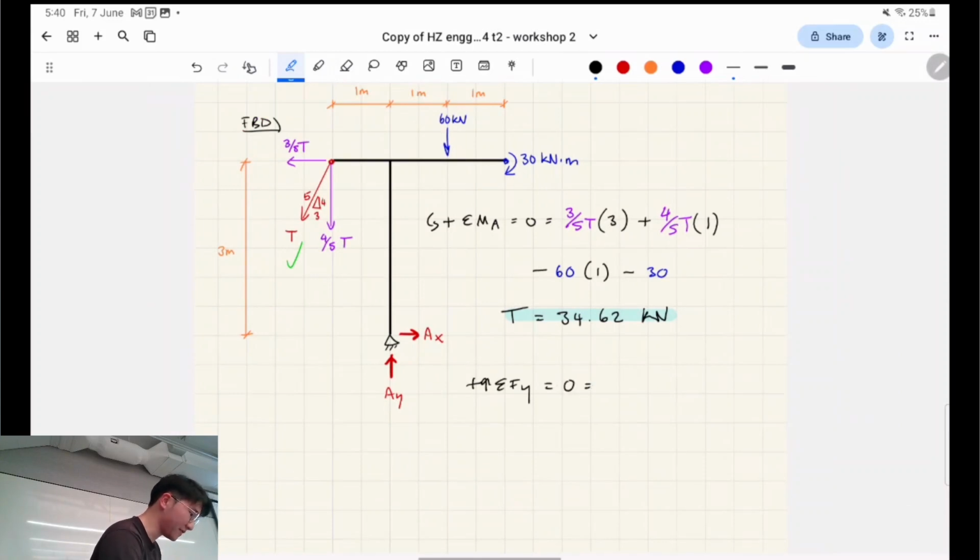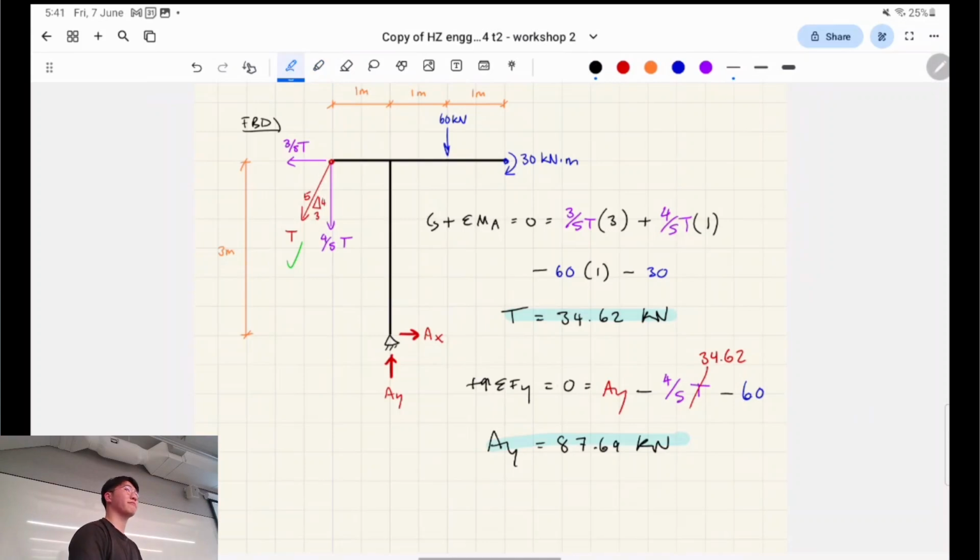I'm just going to do the y direction first. The unknown is AY. And we have 4/5 T to account for, but we do know the T component, that's 34.62. Minus because that's downwards, right? And minus 60. 60 is that point load there. Okay, great. AY is 87.69 kilonewtons.